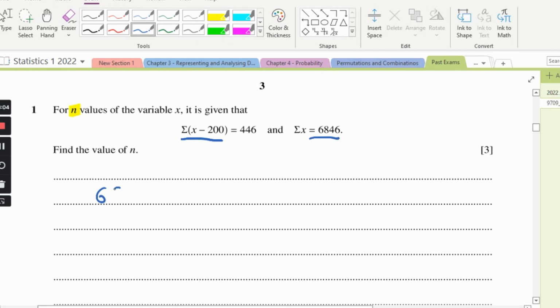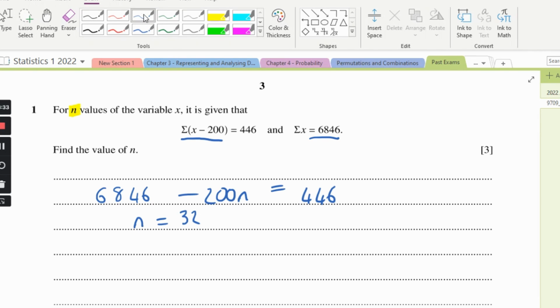If we take this one, and then we take away 200 times n, because we're taking that 200 away for every value of x, and there's n values of x, that ought to give us the 446. So when we plug this in, what do we get for our n value there? I was getting 32, is that correct? Yeah. Nice. So that's quite a good one.